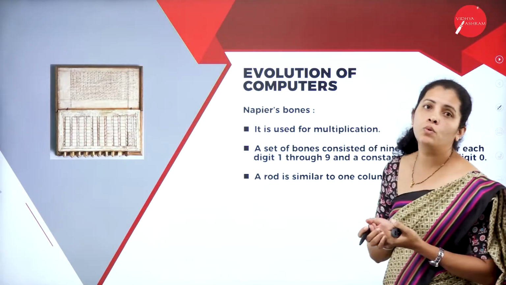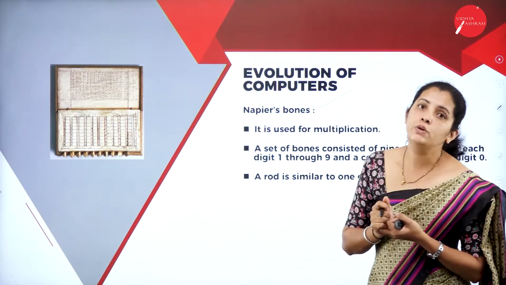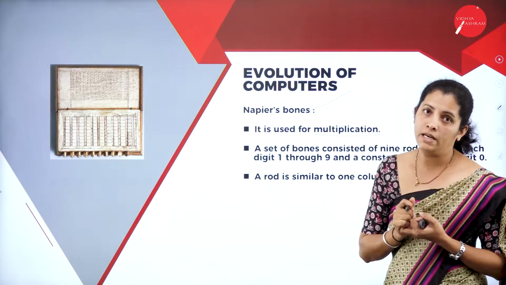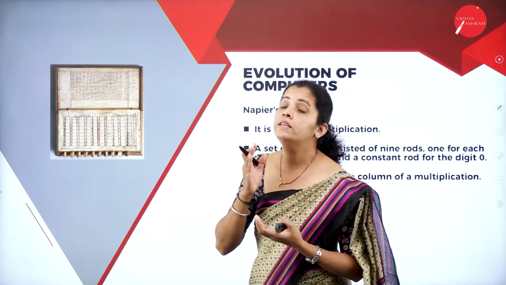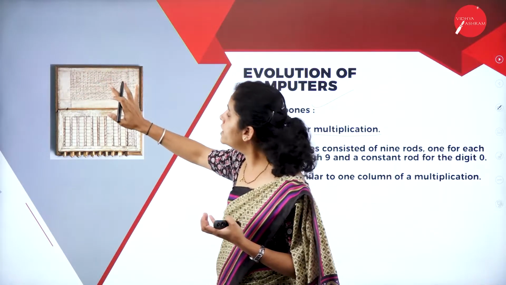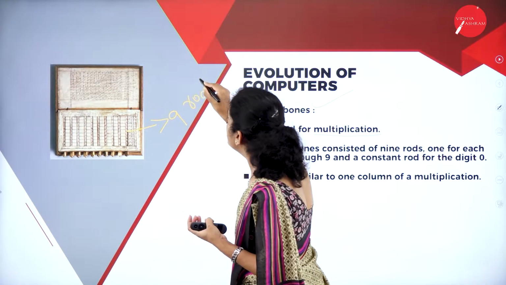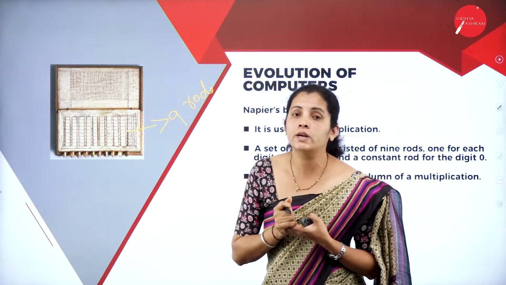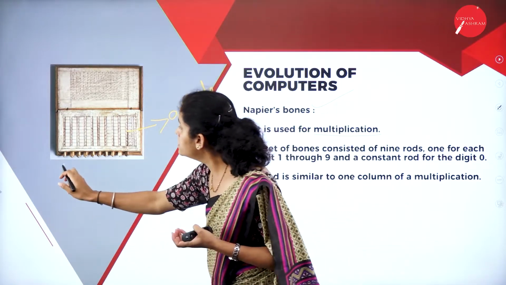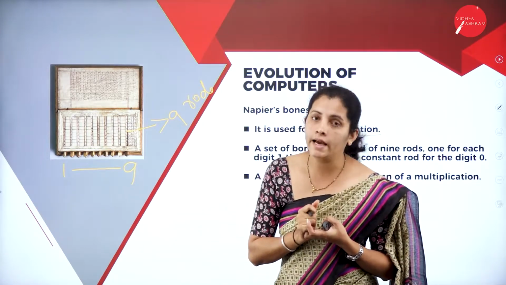Moving further, we are going to have Napier's bones. It is mainly used for multiplication. I repeat, it is mainly used for multiplication. To understand Napier's bones, let's consider this figure. Here we are going to have 9 rods, and each of the 9 rods is used to represent a digit. That is, it's going to start from the first digit and it's going to end with the last digit, that is the 9th one.